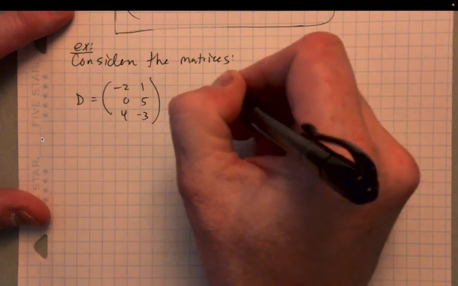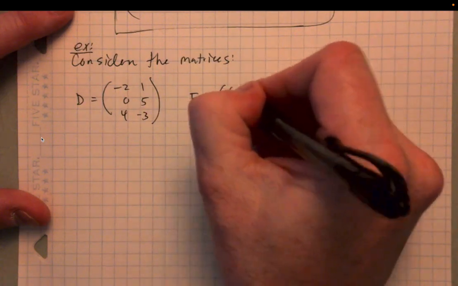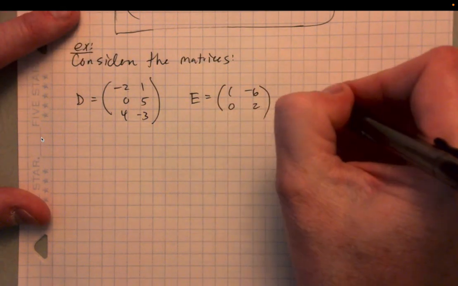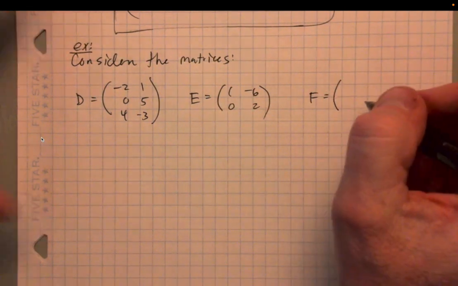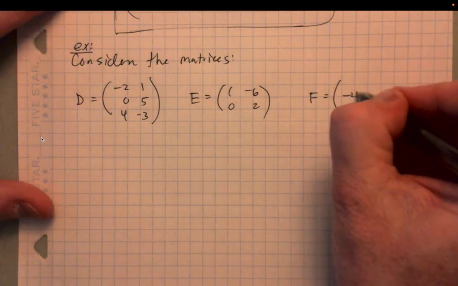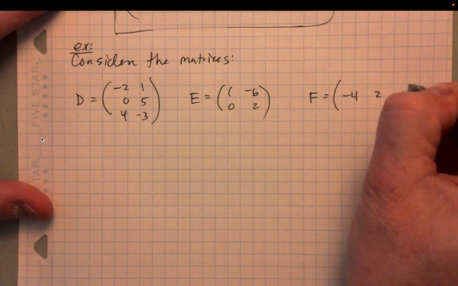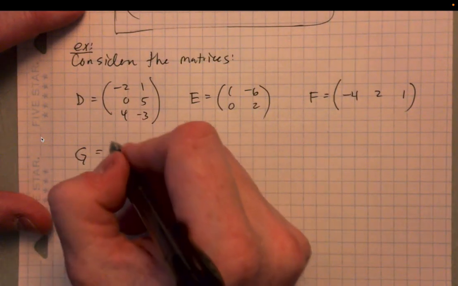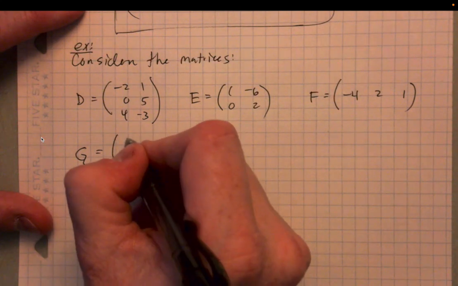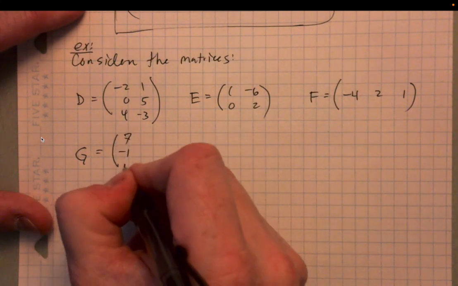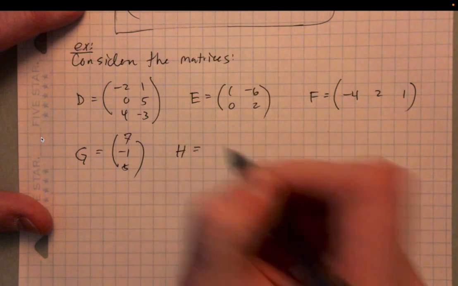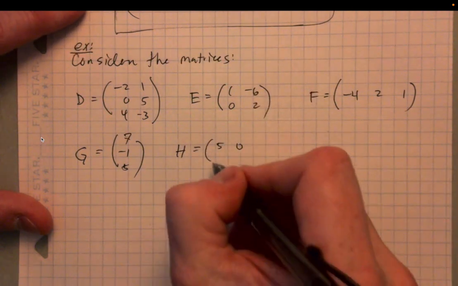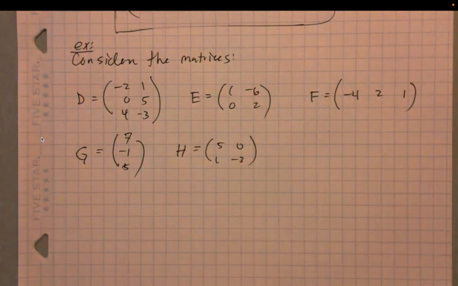E, which is going to be a 2 by 2, so 1, -6, 0, and 2. And F, which will be a 1 by 3, so -4, 2, and 1. G will be a 3 by 1, and it'll be 7, -1, and 5. And H is a 2 by 2 as well, and that's going to be 5, 0, 1, and -3.